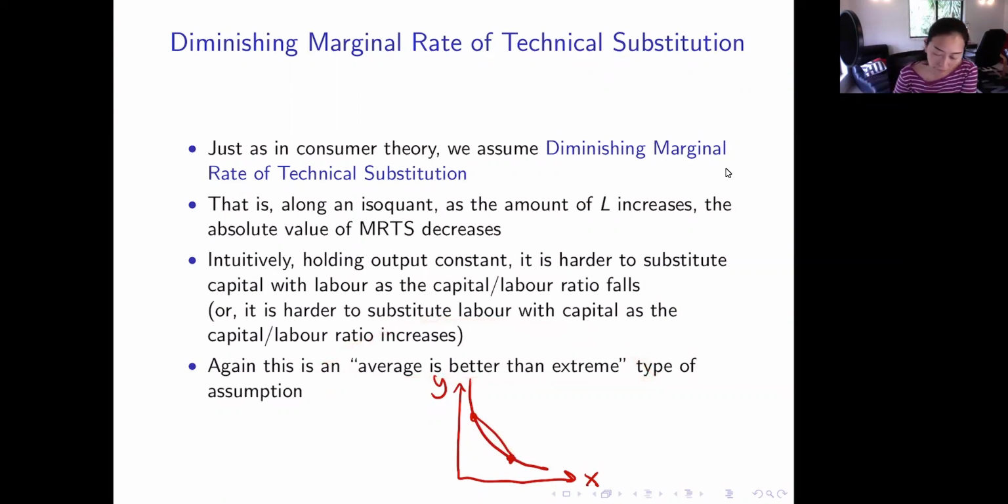And the diminishing marginal rate of substitution is pretty much the same as the strict convex preference there. We have L and K. What it says is that as you move down along the isoquant, it becomes flatter and flatter, or more and more difficult to substitute K with L, because now you have a lot of L and not so much K, so it becomes more and more difficult.